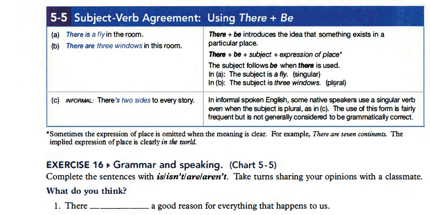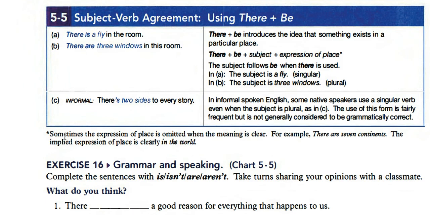Number 2, or C, we have informal: There is 2 sides to every story. So we didn't say there are 2 sides, we said there is. Why? Because here they say informal speaking. When we talk informally, we can break the numbering. For formal, we should say there are 2 sides to every story. The use of this form is fairly frequent, but isn't generally considered to be grammatically correct. It means we couldn't follow this style in answering international exams like TOEFL or IELTS, or writing essays. So keep in mind that this way is for chatting or speaking with friends.